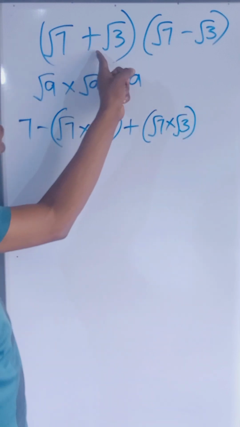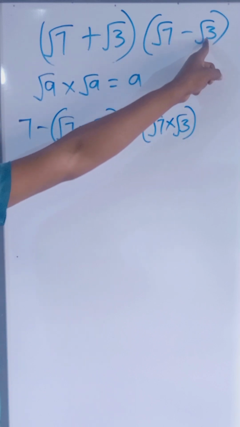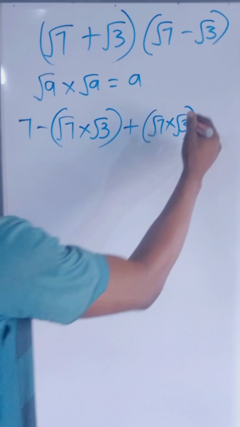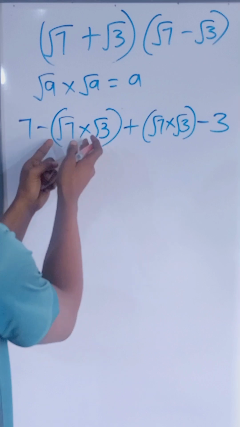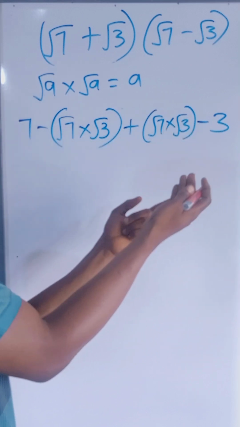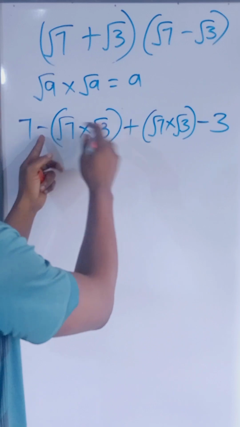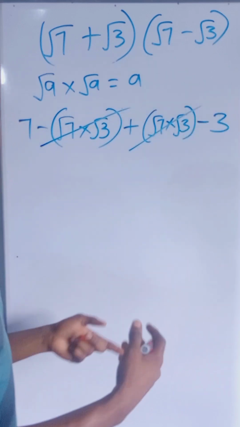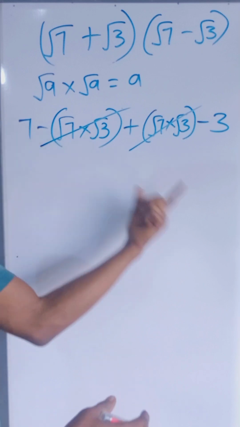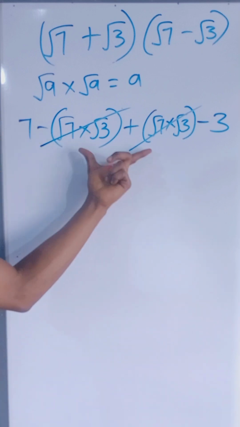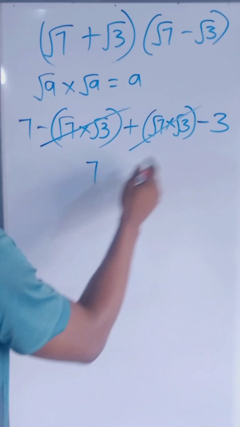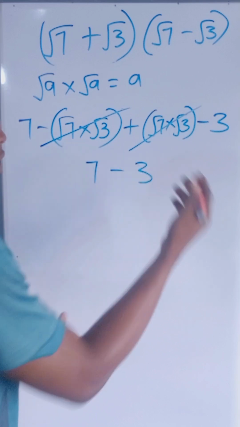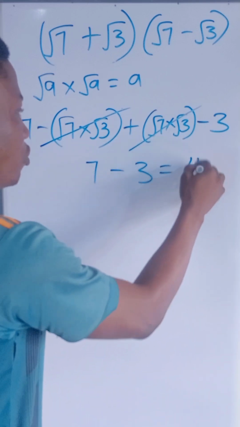Then positive square root of 3 multiplied by negative square root of 3. You know, positive times negative is going to give you negative, and you have it to be 3. You can see that this thing and this thing we have here look the same. The only difference is their sign, which means this is going to cancel this since they will negate each other. Let's say minus 1 plus 1 is going to give you 0, which means these two are going to give you 0. And you're left with 7 minus 3. And 7 minus 3 is going to give you 4.